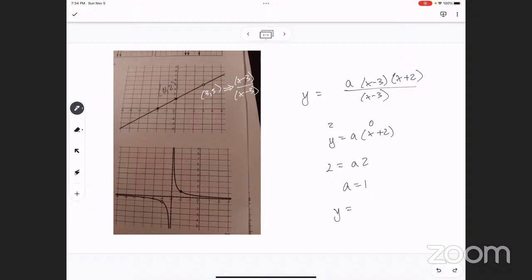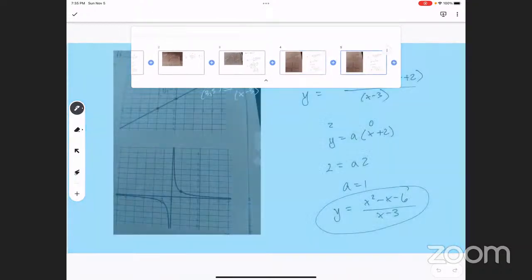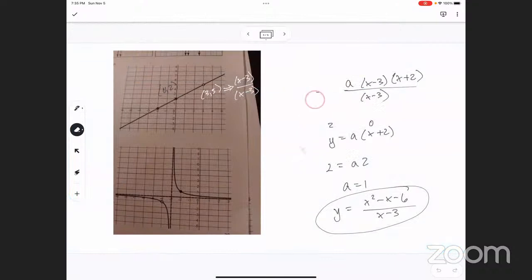I don't know for sure, but they probably want you to write it like this: x squared minus x minus 6 all over x minus 3. That's probably how they want you to write it. I don't know what the directions state exactly, but typically that's what they want. Make sense? Yeah, it makes sense.